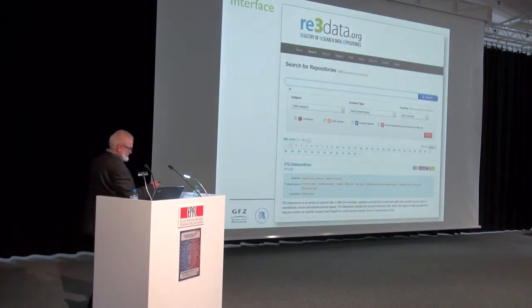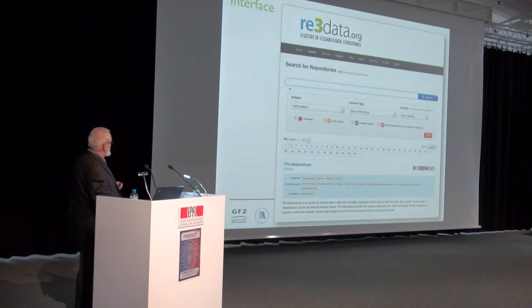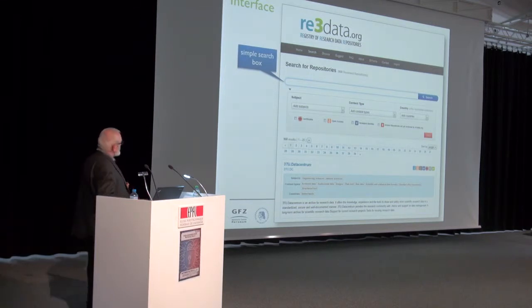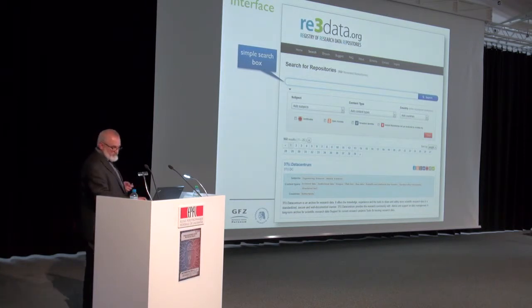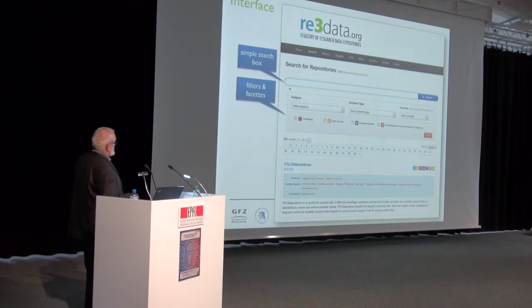Like here, you see these icons, for example, of the first listing. We have a very simple search box like Google, where we search through everything we have, abstract and so on. We search for everything we have in the files. We have filters and facets. And you see here also the option to include repositories not yet reviewed. This is a screenshot from last week. You see we have 968.